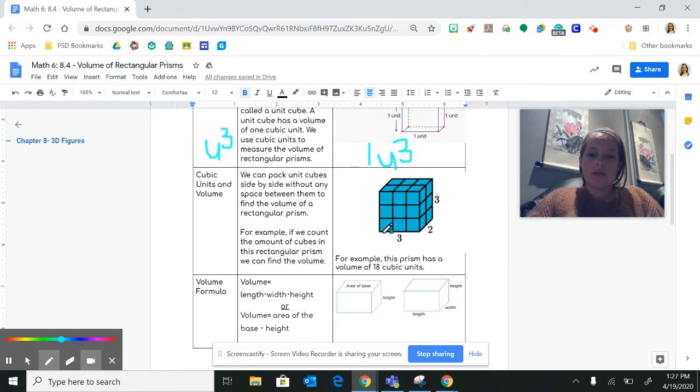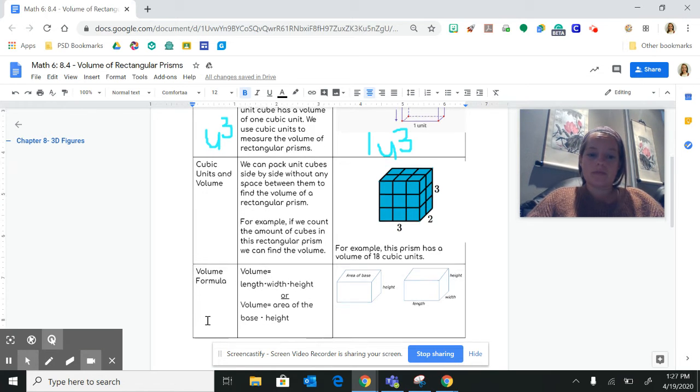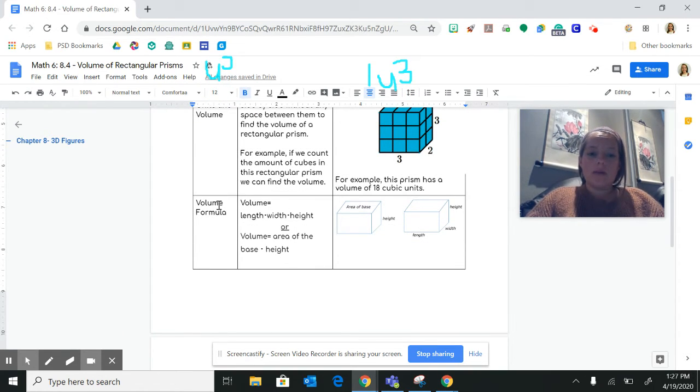And you might notice, well, Miss Nelson, you could just multiply all of these. You could also do that, and that's going to bring us to our next concept, which is the volume formula. So we know that area, if we're finding the area of a face, would be base times height. But we're going to take that one step further, and it's going to be length times width times height, or the area of the base times height. So this is our formula.